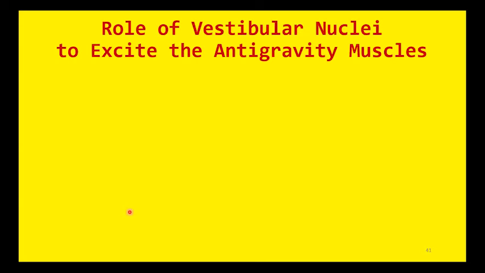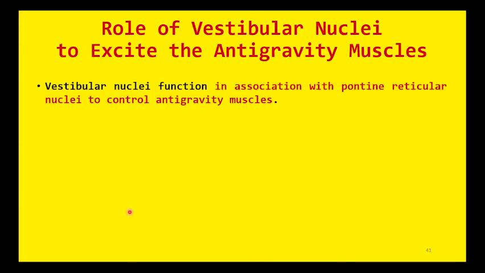How do these vestibular nuclei play their part in the excitation of anti-gravity muscles? We have already discussed that the pontine reticular nuclei have an excitatory effect on the extensor muscles of the body, that is on the anti-gravity muscles. The pontine reticular nuclei receive excitatory input from the vestibular nuclei as well.